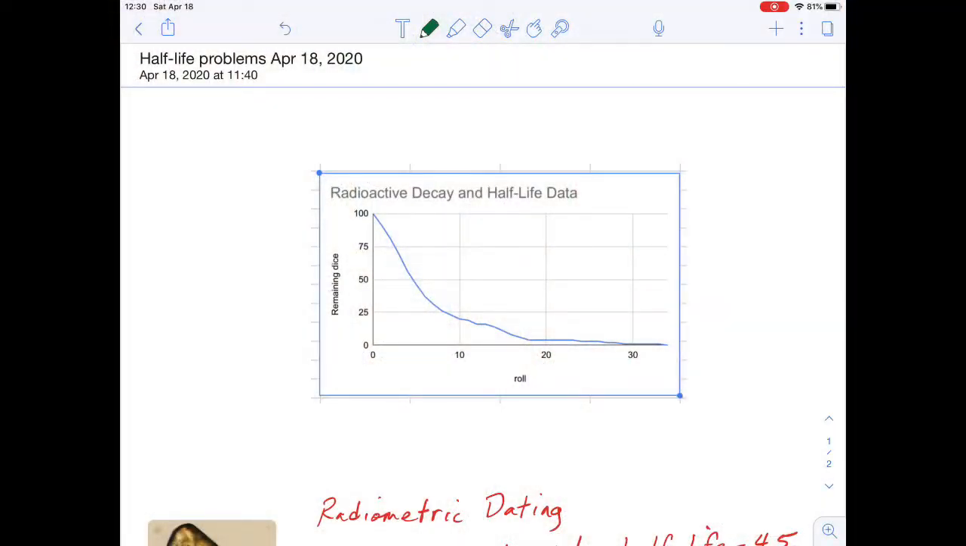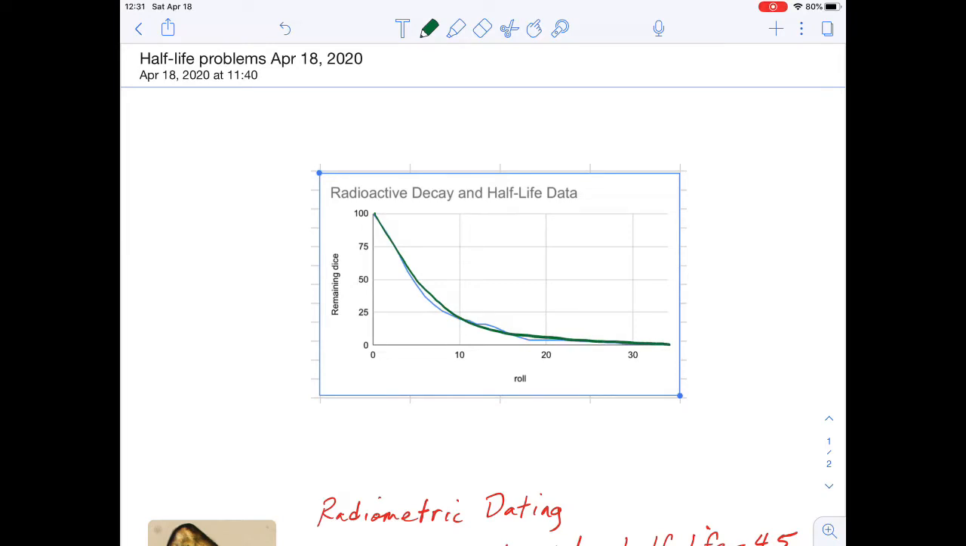Okay, folks, so here is the graph of our dice data. This one coming to you from Caitlin W. Thanks. Let's look at what it tells us. It shows that over time, the number of dice dwindles away, but it dwindles away in this curved fashion, which we call an exponential decay curve, which we might smooth out like this.